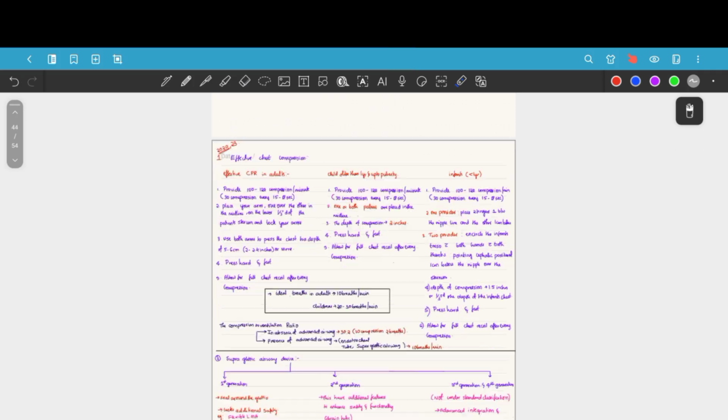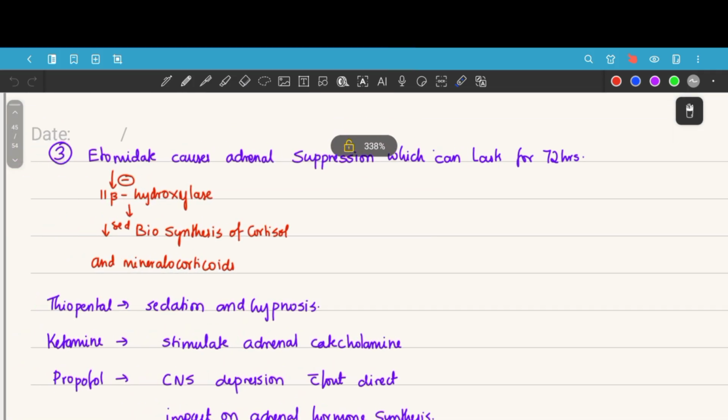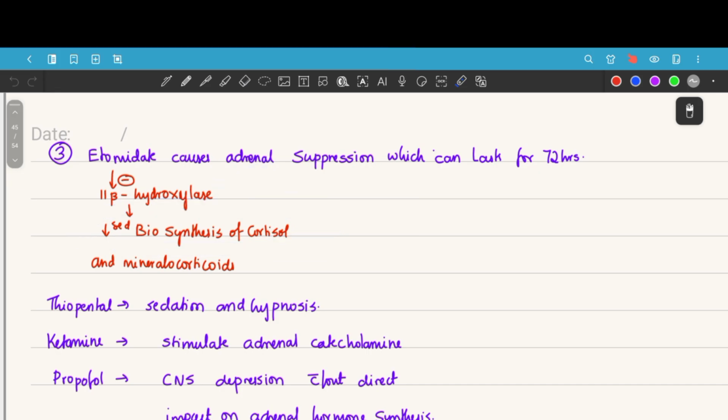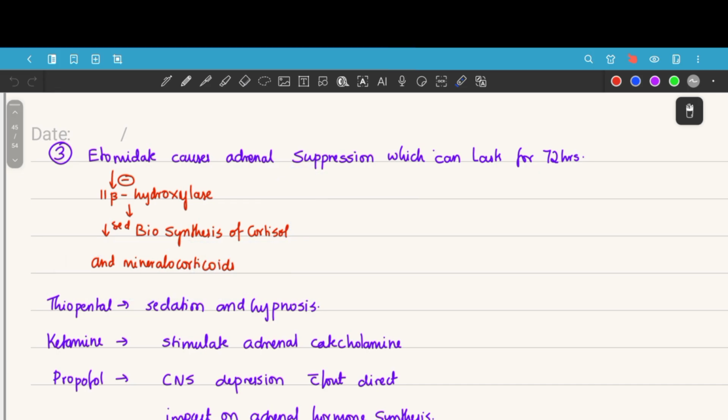Which of the following drugs causes adrenal suppression? Let's see. In the given options, etomidate causes adrenal suppression, which can last for 72 hours. Why? It inhibits 11 beta hydroxylase, which decreases the biosynthesis of cortisol and mineralocorticoids. Hence, it will cause adrenal suppression. Why does it cause adrenal suppression? Because it inhibits 11 beta hydroxylase.